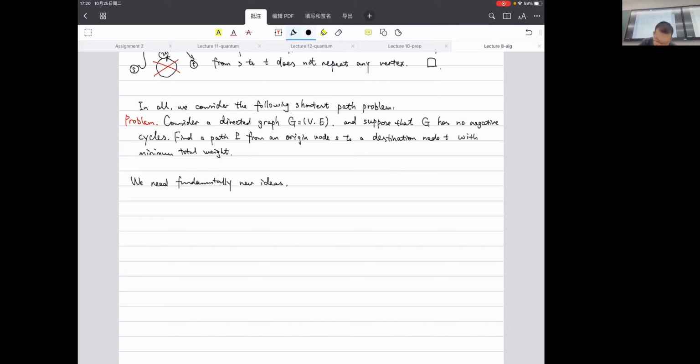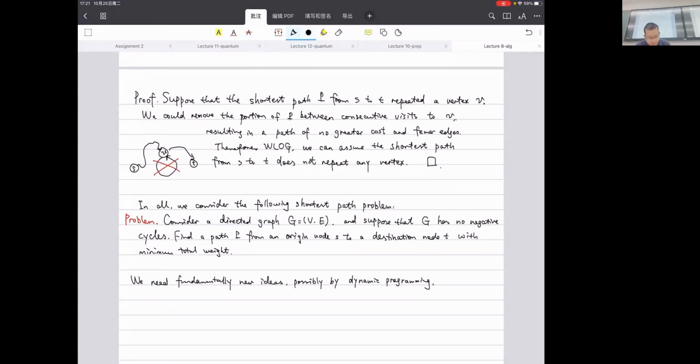And for instance, we are going to do this by dynamic programming. Okay. So we have introduced the problem statement of the current shortest path problem. Let's think about, if we want to use the dynamic programming idea to solve the problem, what parameters we need to be careful about. We want to make good use of the assumption that G has no negative cycles.